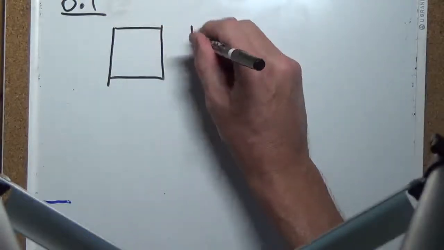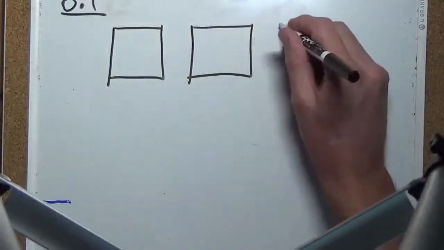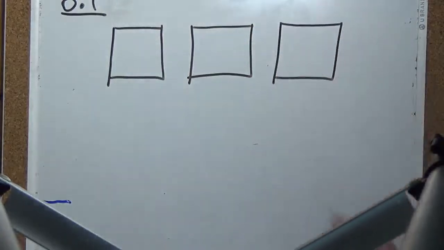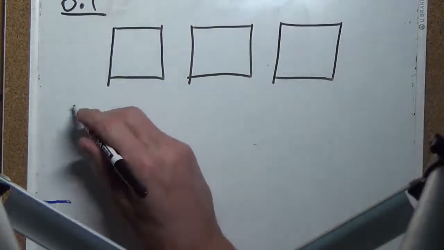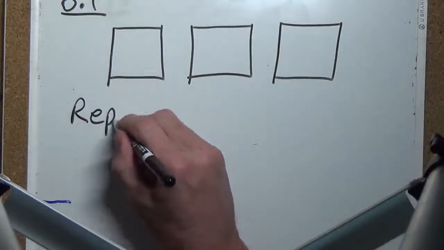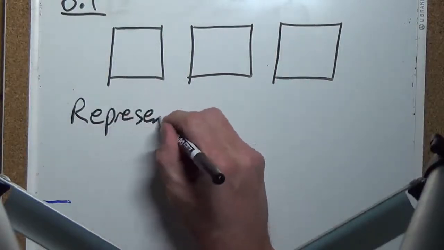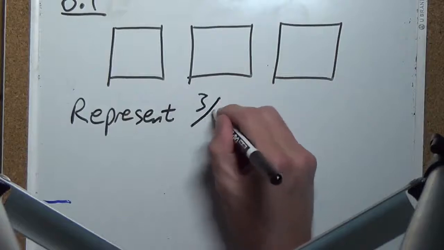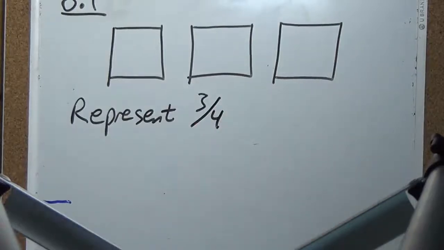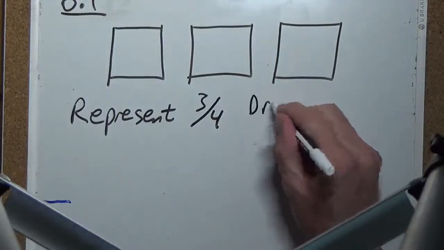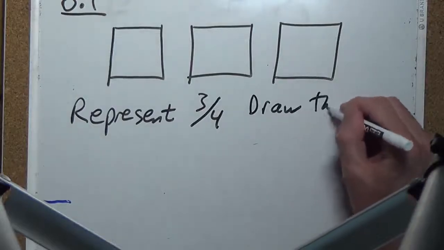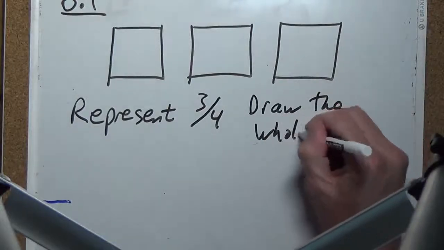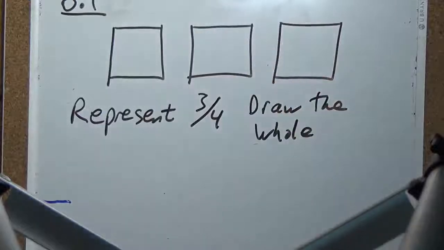I'm going to give you three objects. And suppose I say that these three squares represent three-fourths. Well, draw the whole. What would the whole look like if those three things represent three-quarters of it?